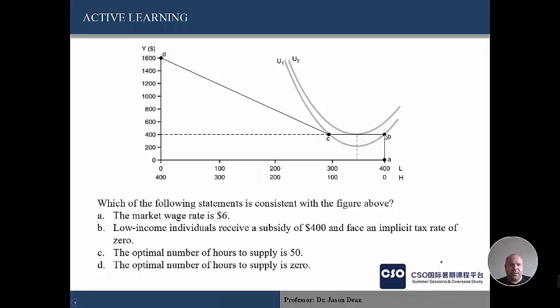That's not true. They do receive non-labor income of $400, which is their subsidy, but if they start to work, it's taken back at 100%. It's clawed back at 100%, and so the implicit tax rate would be 100%, not 0. And the market wage rate is not $6. If you take the 400, multiply it by 6, and add in the non-labor income, you will not get 1,600. Okay.